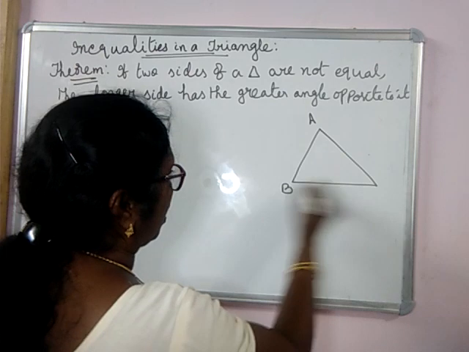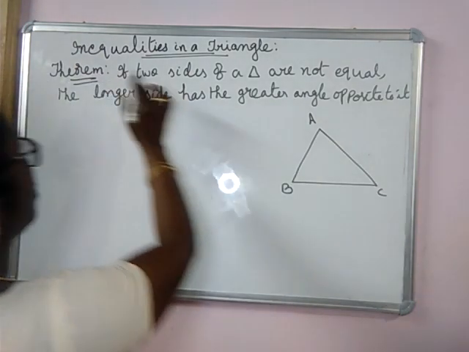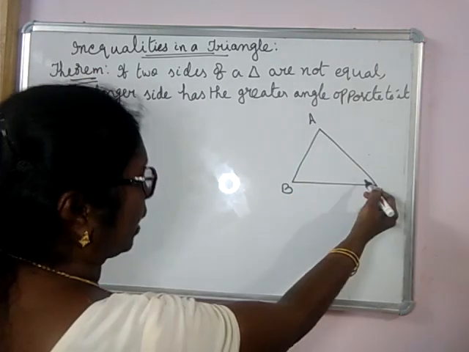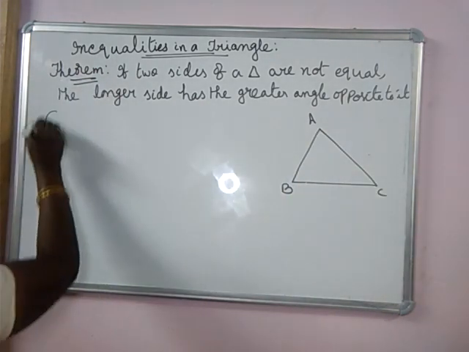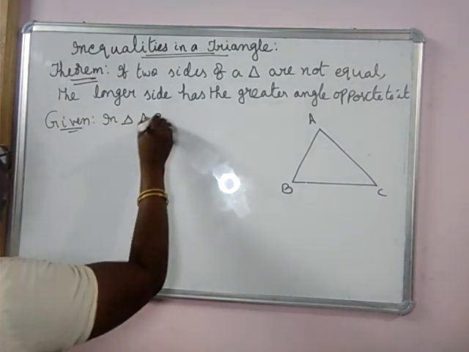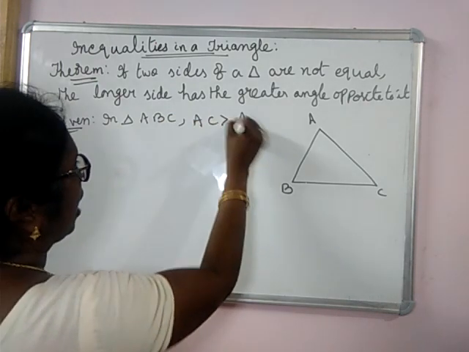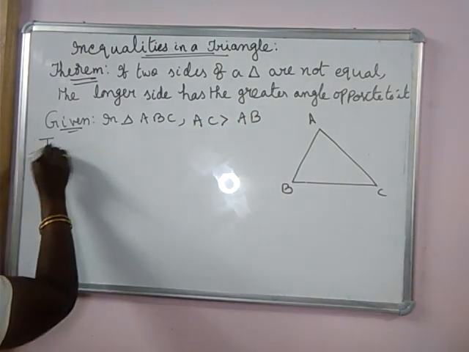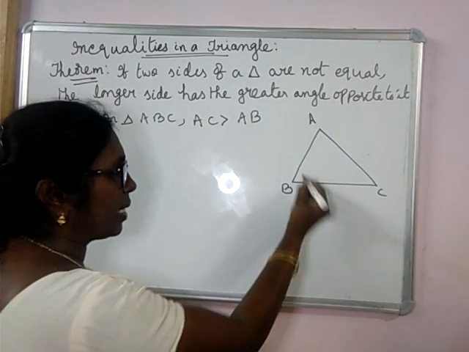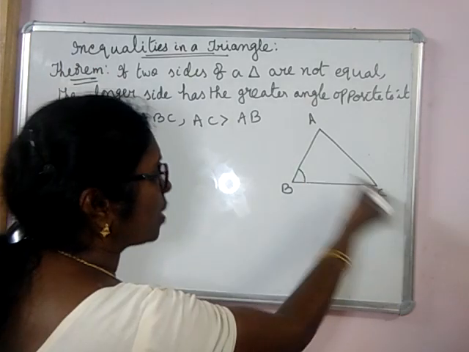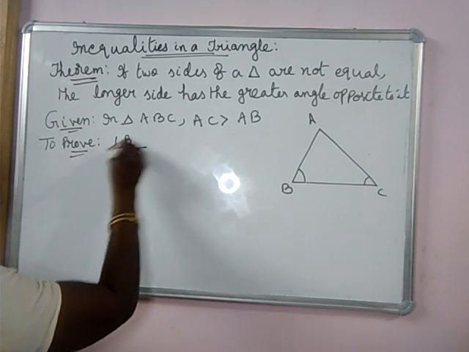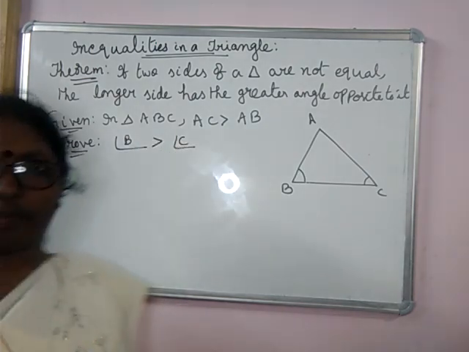Suppose this is triangle ABC, in which AC is greater than AB. If two sides of a triangle are not equal, the longer side, here AC, has a greater angle opposite to it. What is given to us is, in triangle ABC, AC is greater than AB. And you have to prove that the greater side or the longer side has a greater angle opposite to it. Opposite to AC is angle B, opposite to AB is angle C. We have to prove that angle B is greater than angle C.